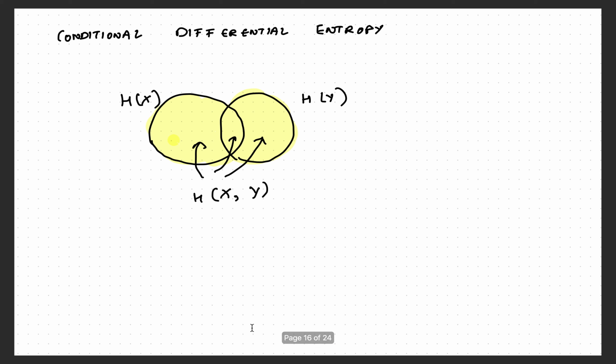And finally, if we look at both the circles, then this gives us the joint entropy over these two random variables, x and y. Let's try and take a trivial example to understand these concepts better.